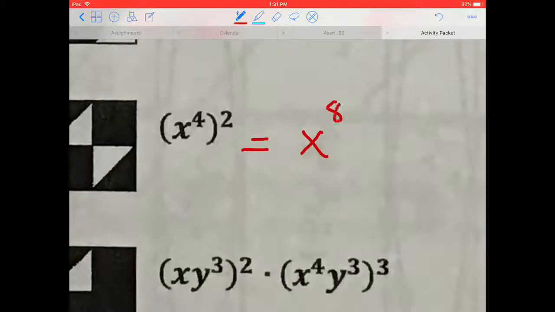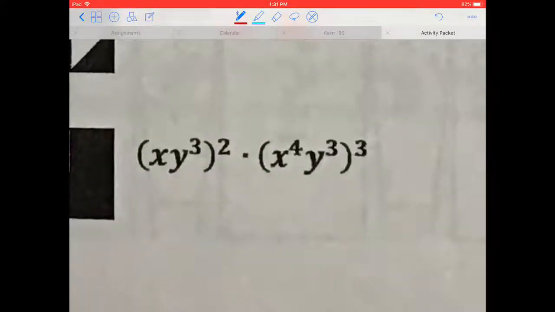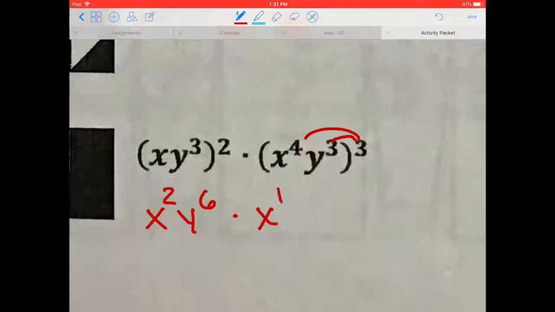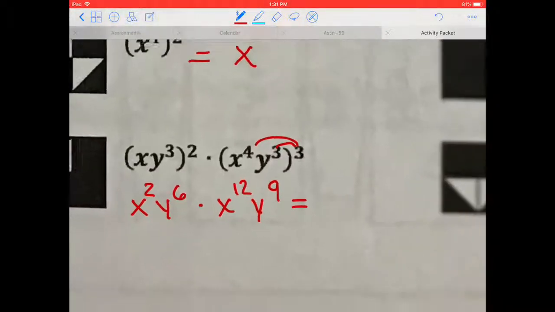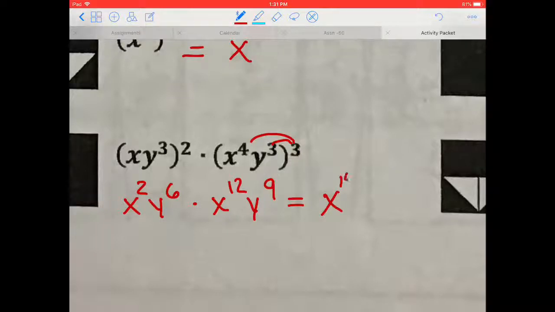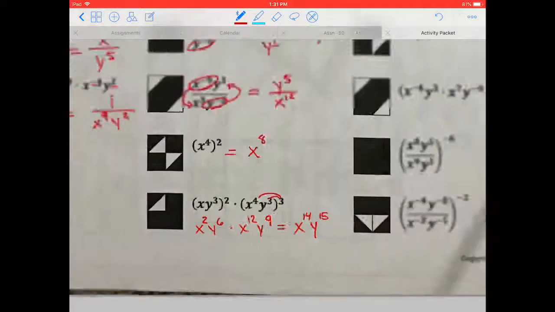X to the 8th power. X squared, y 6 times 12 and 9. So x to the 12th, y to the 9th. And now add up your exponents. So x to the 14th, y to the 15th.